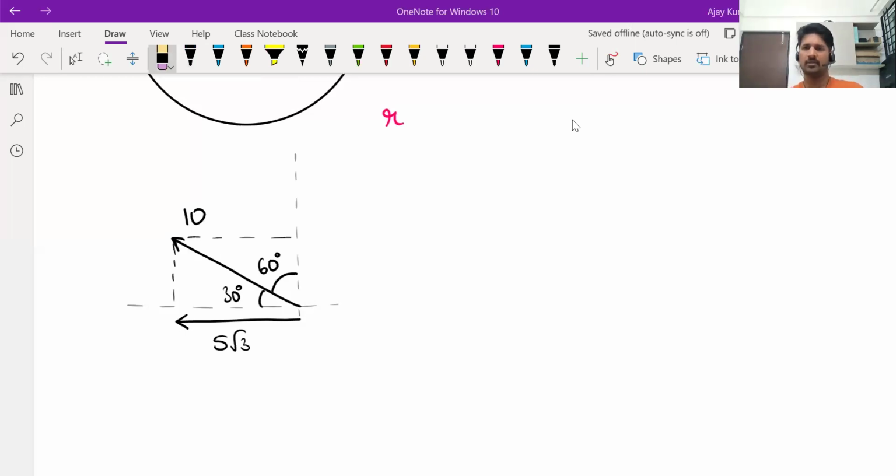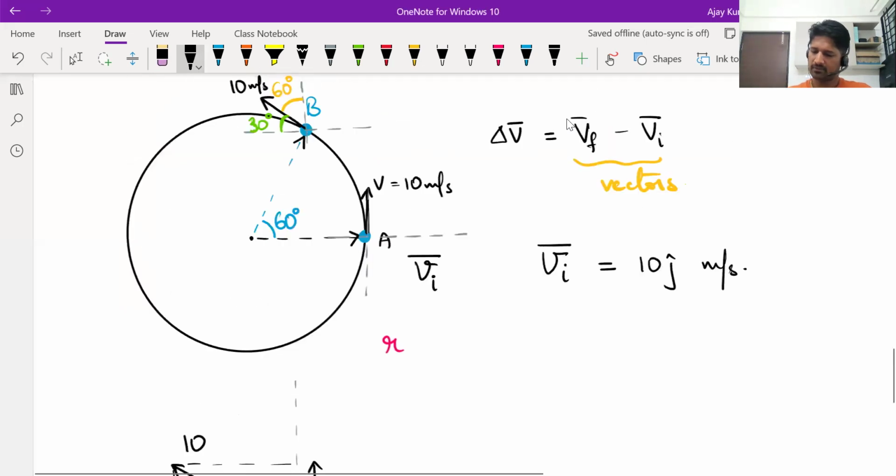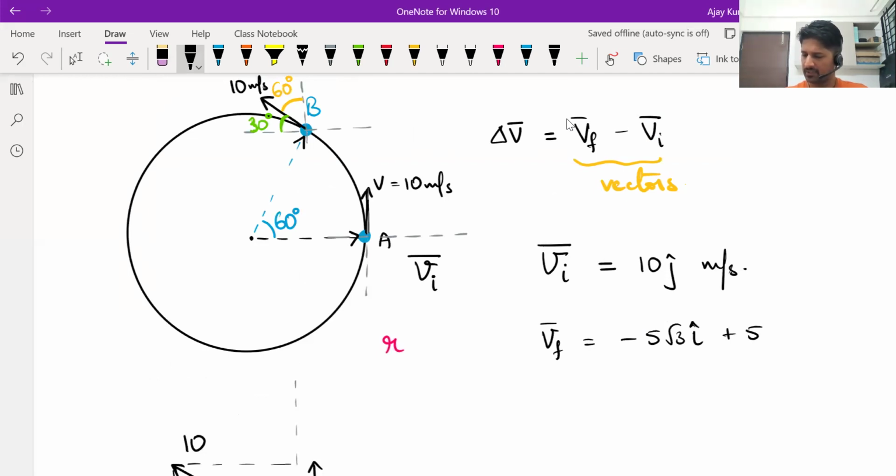Aishwarya, can you tell the y component? So 5 J cap. 10 cos 60, it's only 5. Okay, and 5 √3 is to the left, so it becomes -5 √3 I cap. 5 is in the upward direction, so 5 j cap. Therefore, the final velocity is -5 √3 I cap plus 5 j cap meters per second.